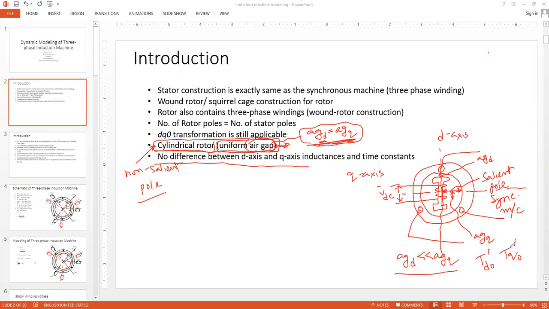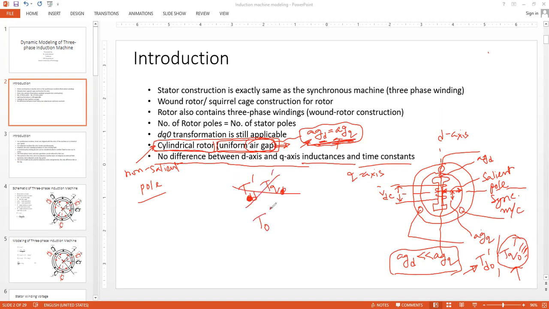We didn't talk about Tqo dash because we simplified the model before that. We didn't introduce it, but you would get Tqo dash for a larger order model for the synchronous machine. However, in this case, because we have uniform air gap, you get identical inductance along the d axis and q axis because of exactly equal air gap, and identical time constant. So we won't use Td dash and Tq dash in this case. Td dash and Tq dash you will not see here.